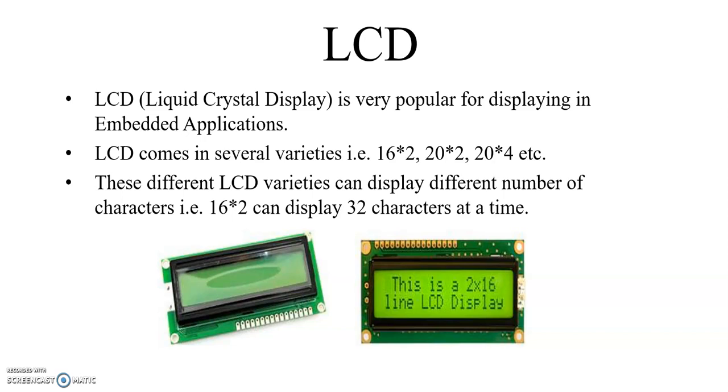It consumes very little power. The liquid crystal display is very popular for displays in embedded applications. LCD comes in several varieties: 16 cross 2, 20 cross 2, 20 cross 4, etc. These different LCD varieties can display different numbers of characters. That means 16 into 2 can display 32 characters at a time.